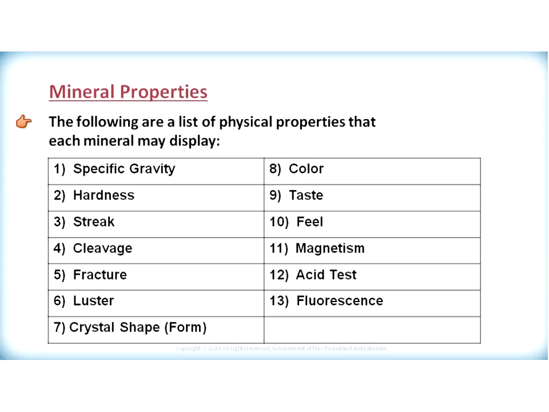The following is a list of physical properties that each mineral may display. Number 1, specific gravity. 2, hardness. 3, streak. 4, cleavage. 5, fracture. 6, luster. 7, crystal shape. 8, color. 9, taste. 10, feel. 11, magnetism. 12, acid test. And 13, fluorescence.